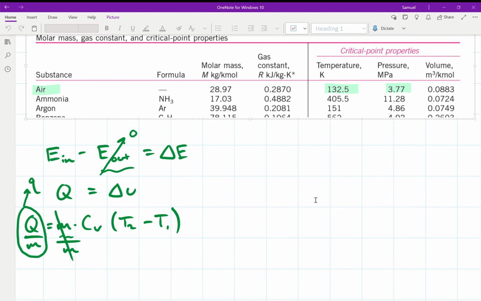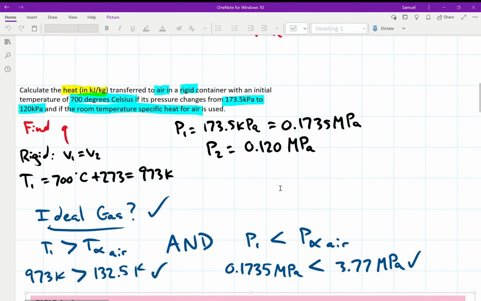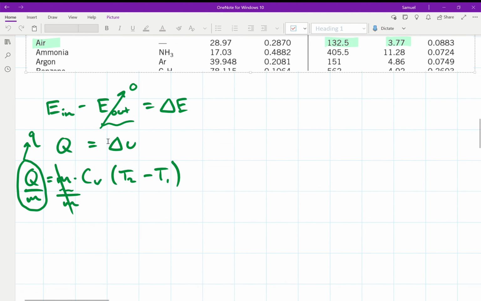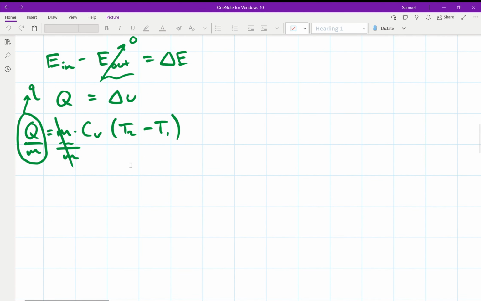And the reason that we're okay to call it lowercase q is if you look back at the problem statement, again, we kind of touched on this earlier, these units are kilojoules per kilogram. We are finding a specific heat rather than the total heat. So we are okay to just call this lowercase q. So our ultimate goal is to find specific heat equals CV times T2 minus T1.